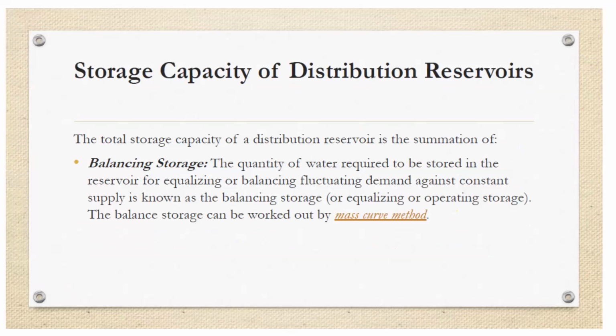Understood? So I request you to note down this balancing storage first, a little fast, and if possible we will start the next chapter. I don't think it will be possible, still at least note down please. Storage capacity of distribution reservoir. First write down balancing storage.